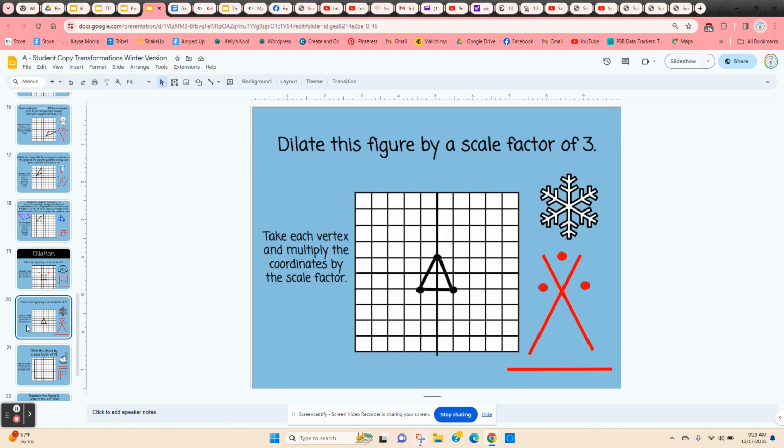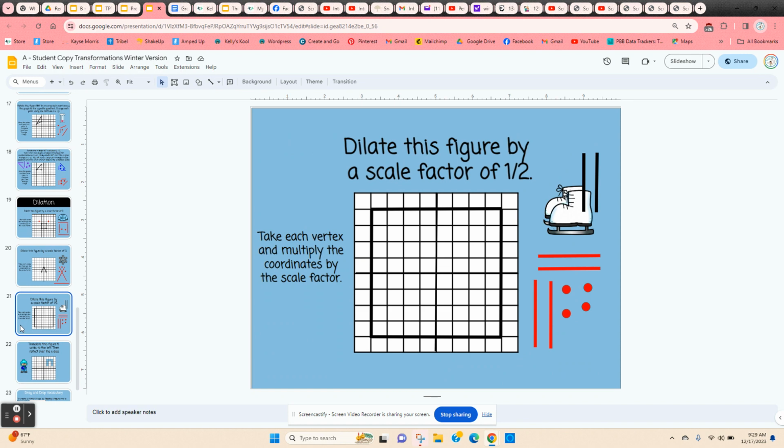The next one's a triangle. This one they're going to dilate by a scale factor of 3, so the new triangle will be 3 times larger. And again, they're going to take each of the coordinates, multiply by 3. And then they're shown what to do if their scale factor is a fraction less than 1. So they're going to take the coordinates of each point, and they're going to multiply times 1/2, or divide by 2. And that will make a smaller figure.